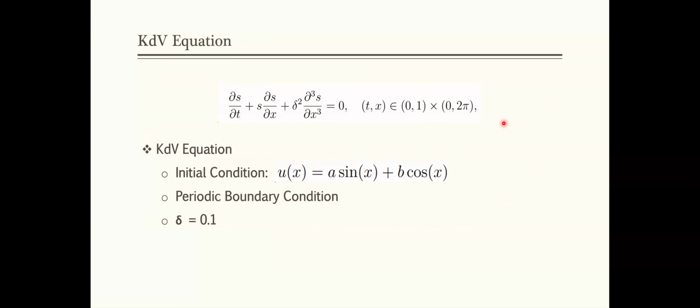Now let's move to the KdV equation. The initial condition for KdV is simpler for this equation. Here, u of x, the initial condition, equals a times sine of x plus b cosine of x, and a and b are standard normal variables. We consider a periodic boundary condition for KdV, and the dispersive coefficient delta equals 0.1.